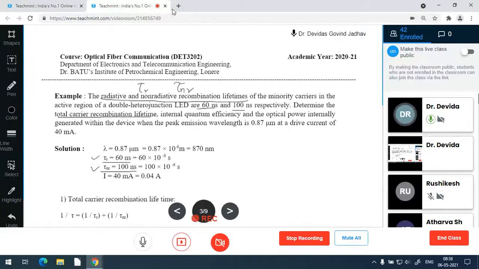Determine the total carrier recombination lifetime. We have to find out tau, or we can say tau total. Both are the same.